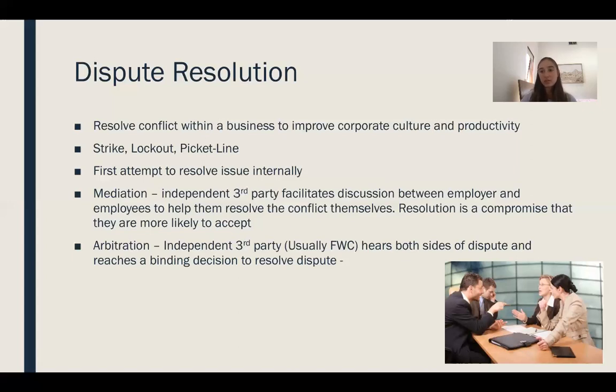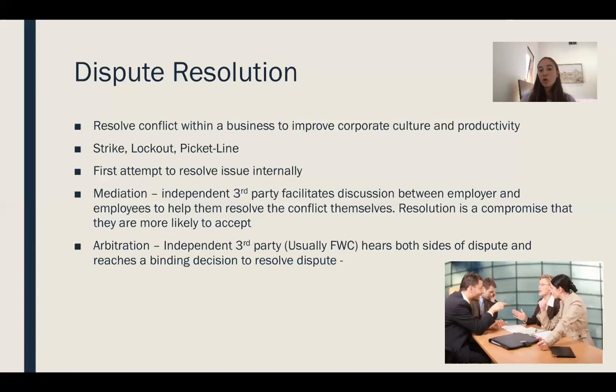If mediation is unsuccessful, and the issue is too significant and there's a lot of animosity between the parties, then arbitration is often used. Arbitration is where the Fair Work Commission will hear both sides of the dispute and make a decision as to how to resolve the issue. And that decision is legally binding.